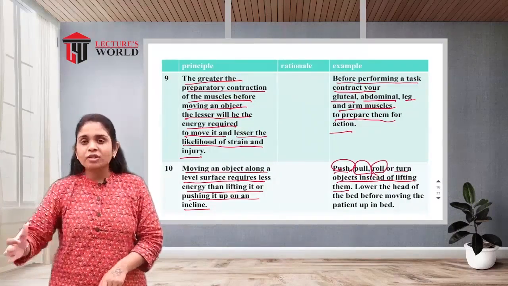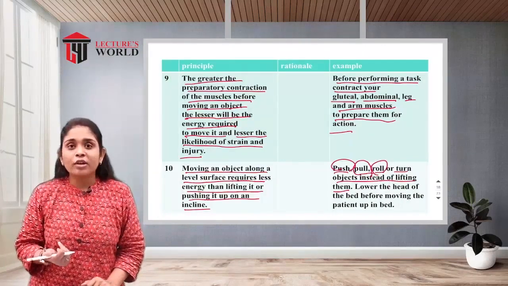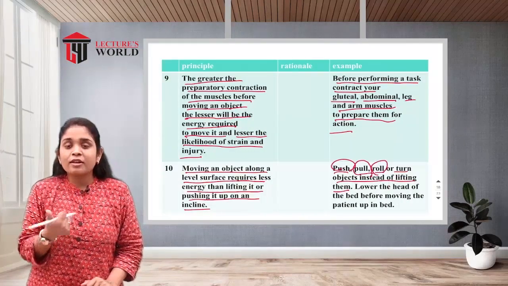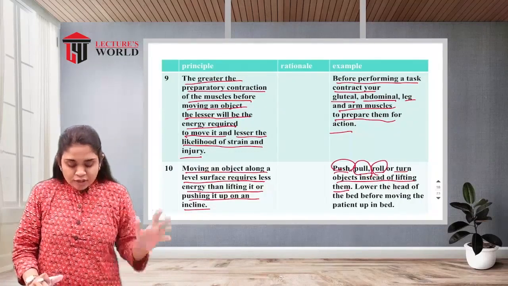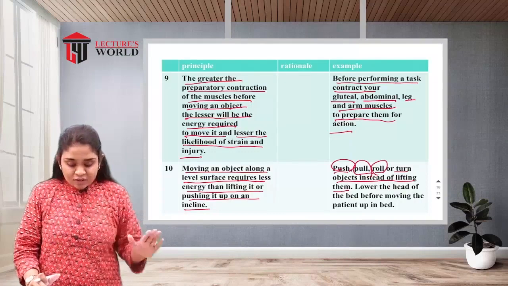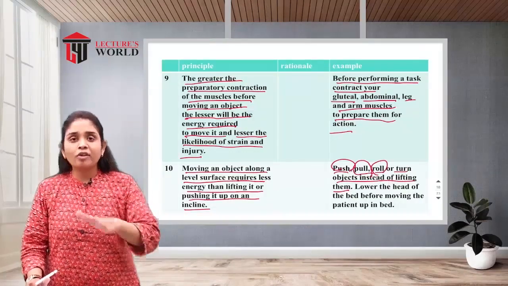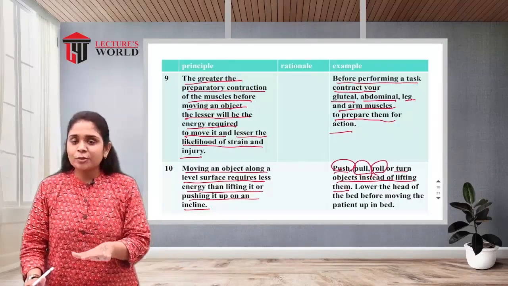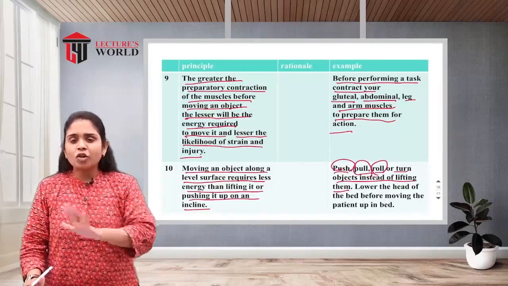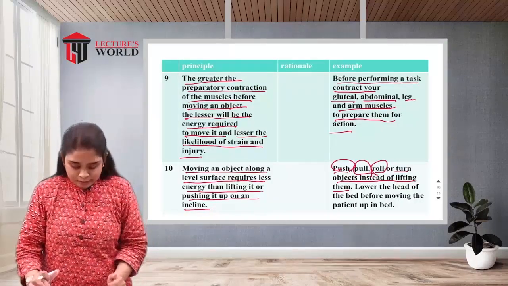So in all these mechanisms we need to use a very small amount of body energy. Okay, less body energy we have to use. So that is what moving an object along a level surface is. The surface area is the same for moving the object. So that time, all these mechanics you can use, so easily the object or the patient can be moved from one place to another place.